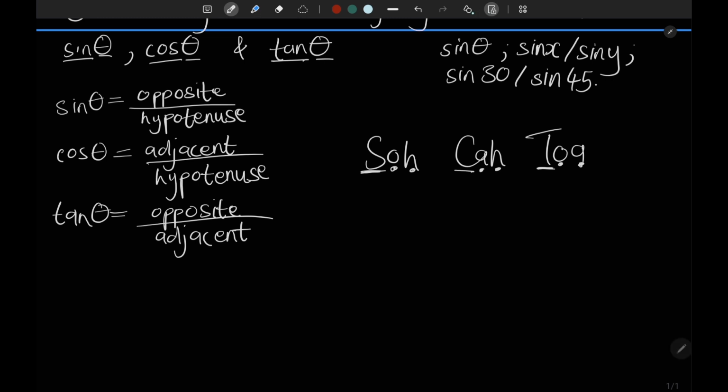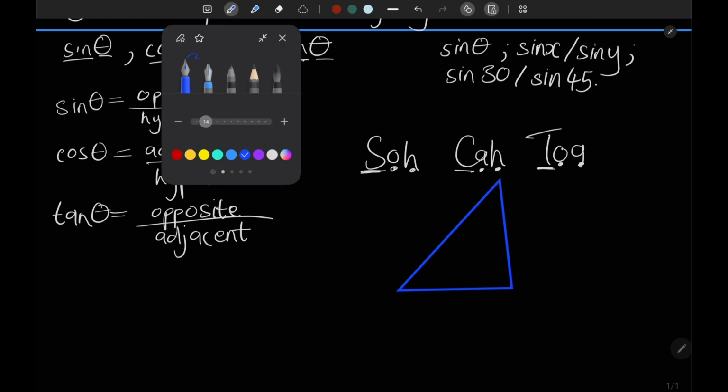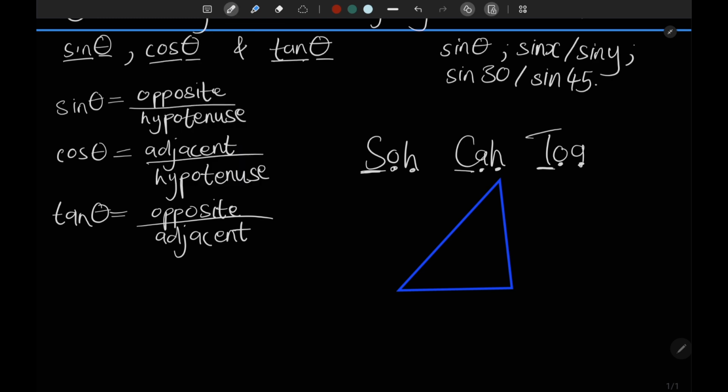For example, if you have a triangle that looks like this, then this is your 90 degrees, right? 90 degrees. The other angle here, let's just say it's theta. I told you that it could be a number, right? Maybe 30, 45, or any other number. So let's just say it's theta.